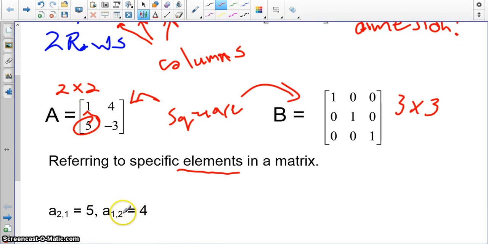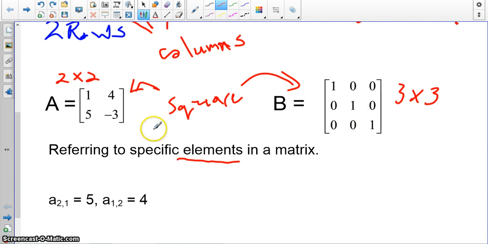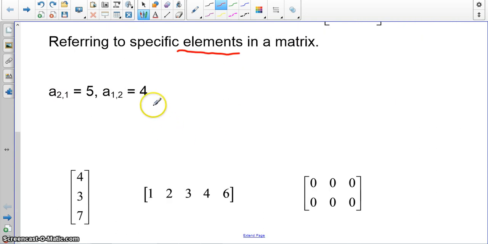If I switch it up, it's a different number. So if it's 1, 2, first row, second column, that's 4. That's how you refer to specific elements in a matrix. Elements are the numbers that are in the matrix. Last but not least, there are 3 special types here, though it's not super special. This is called a column matrix because it consists of 1 column.